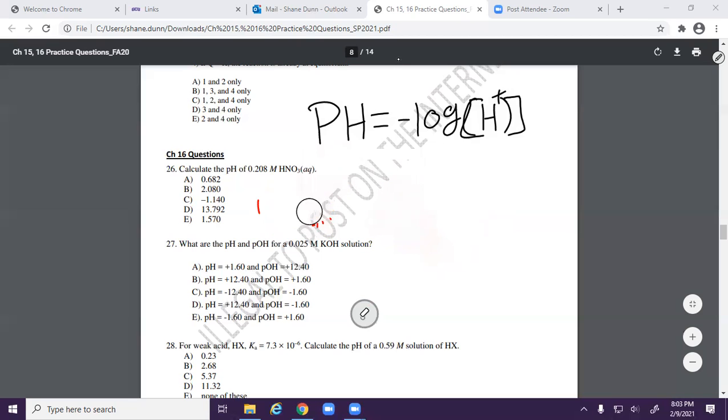You don't have to memorize any weak acids. If it's not one of those 6 strong acids, guess what? It's a weak acid. That's it.